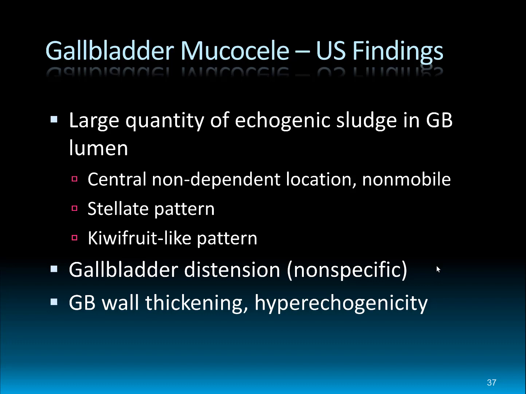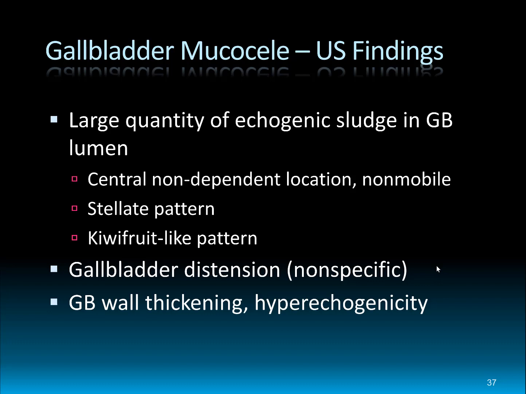On ultrasound, you'll see a large amount of echogenic material in the lumen of the gallbladder, and instead of the more normal appearance where it settles out and is gravity dependent, here it's centrally located in the lumen, non-mobile. It may have a star pattern, a stellate pattern. It may look more like a kiwi fruit. It's one of the classic textbook patterns. All of those things will raise your concern that this is a mucocele and not just incidental sludge.